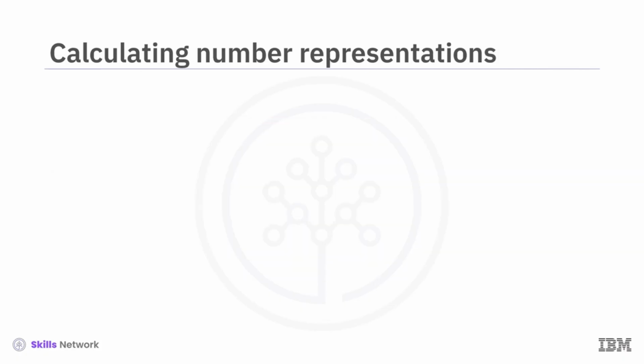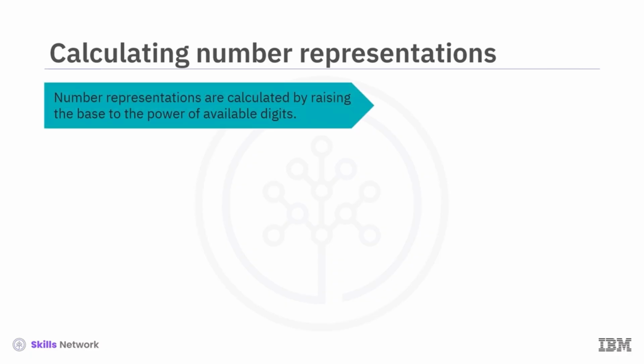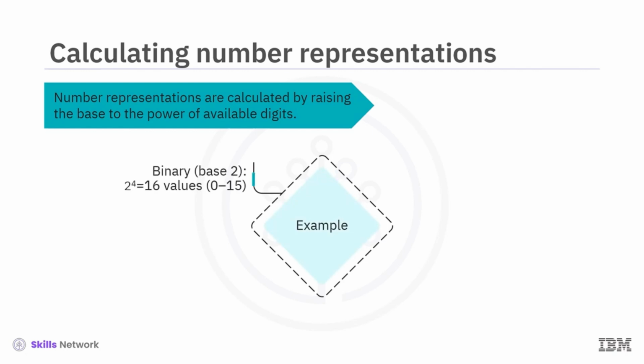Let's understand how to calculate number representations. For any number system, you can calculate the representations by simply raising the base you're working with to the power of the number of digits available. Let's understand this with an example. In binary, you raise 2 because it's base 2 to the power of 4, and thus get 16 different numbers that are represented using these 4 digits. Since 0 counts as a possible number, that would give you a range of 0 through 1111 or 0 through 15.